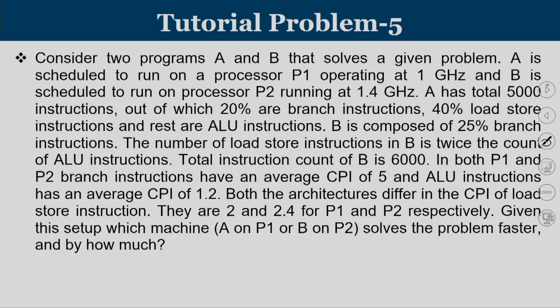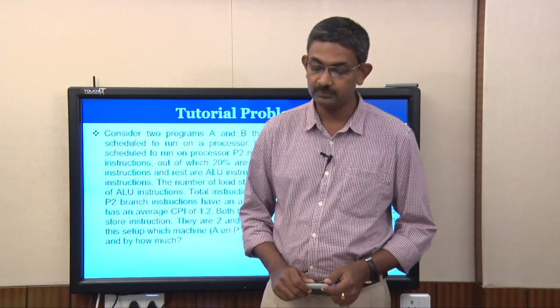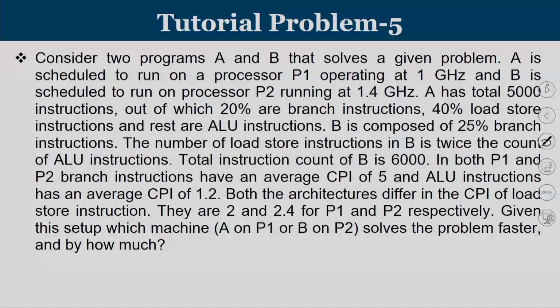Now let us move into the final problem for today, the 5th problem. The 5th problem reads like this: consider 2 programs A and B that solve a given problem. A is scheduled to run on a processor P1 operating at 1 gigahertz, and B is scheduled to run on processor P2 running at 1.4 gigahertz. A has a total of 5000 instructions, out of which 20% are branch instructions, 40% are load store instructions, and the rest are ALU instructions. B is composed of 25% branch instructions. The number of load store instructions in B is twice the count of ALU instructions. Total instruction count of B is 6000.